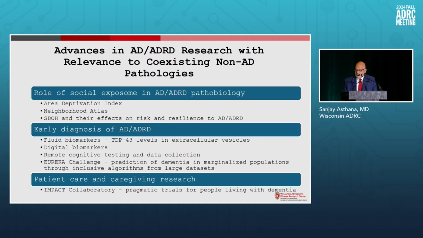Now, Eureka Challenge is the prediction of dementia in marginalized populations through inclusive algorithms that are applied to large data sets. Right now it's for Alzheimer's dementia. Again, as we create large data sets for non-AD dementias, we can apply the Eureka Challenge to those diseases as well. And finally, the Impact Collaboratory, which is the pragmatic trials for people with dementia. Again, those trials could also be applied to non-AD dementias.